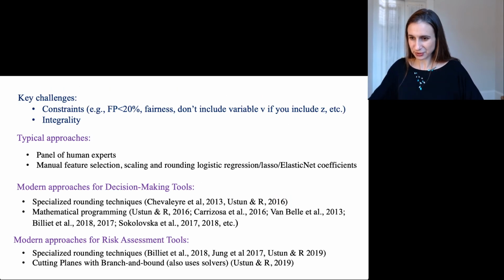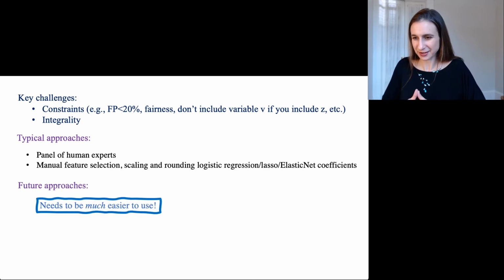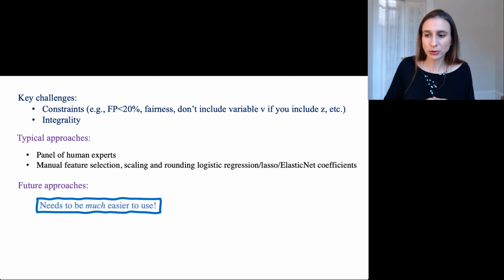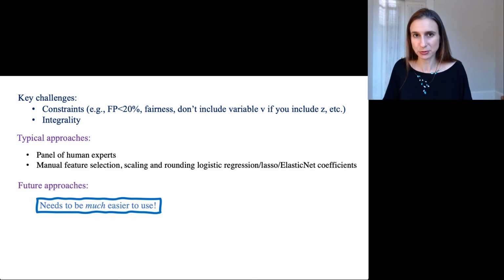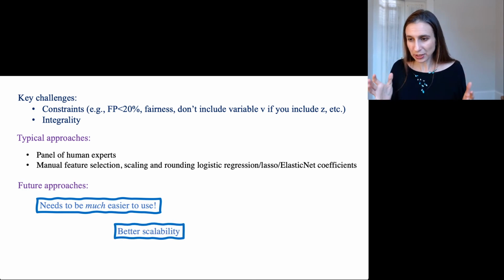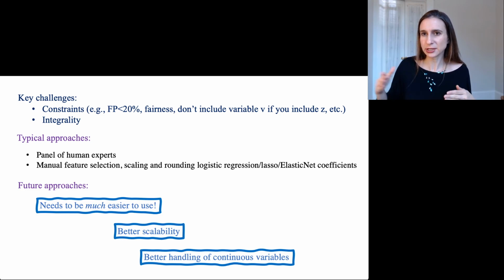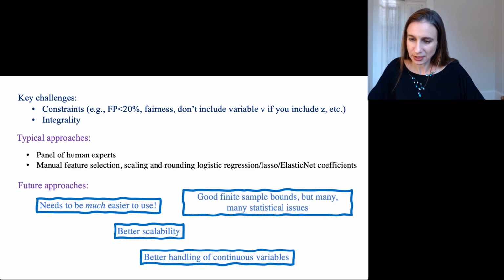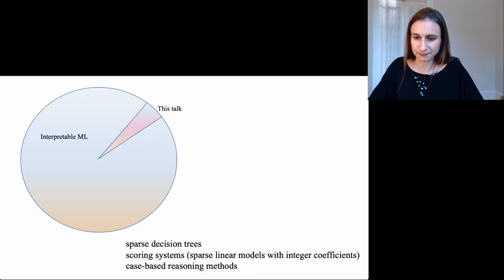Okay, so that covers the sort of range of approaches to these scoring systems, as I mentioned. And let me give you a sense of what I think the future approaches to this problem ought to be. So first of all, the mathematical programming approaches are difficult to use by people who are not familiar with it. So these techniques need to be much easier to use by scientists, by doctors, by whoever wants to produce these scoring systems. And these are like human interface, human interaction issues, as well as statistical issues and optimization issues. Also, again, these problems are hard computationally, so it'd be good if we could improve their scalability. And then they also have trouble handling continuous variables. They usually have to break continuous variables into many, many binary variables, so that's not so good. And then right now, these algorithms have very good finite sample bounds that help with generalization error and good out-of-sample error, but there are many, many statistical issues to consider. Okay, thanks.